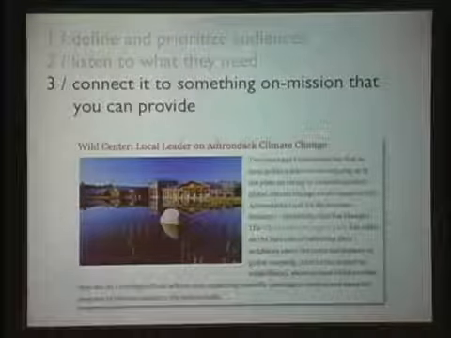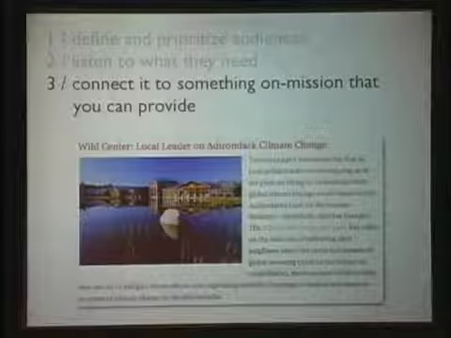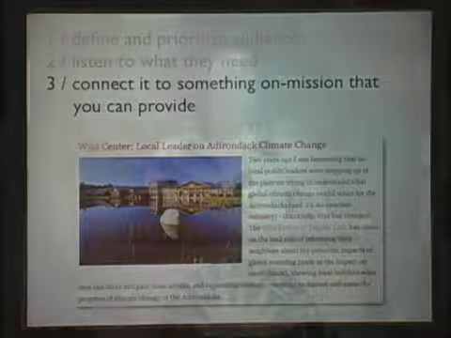Yes, this happened on an institutional level, but it can also really happen on a personal level. If your audience is desperate 7th graders who need help learning about the Air and Space Museum, boy, you could respond to that Twitter message so quickly and be connecting it on mission to something you can provide.